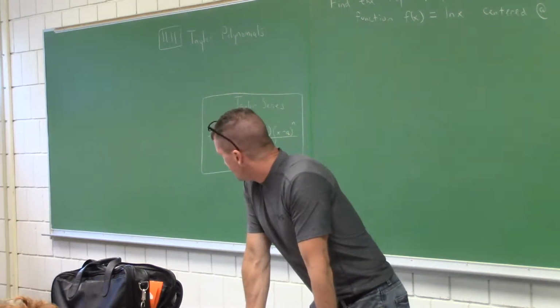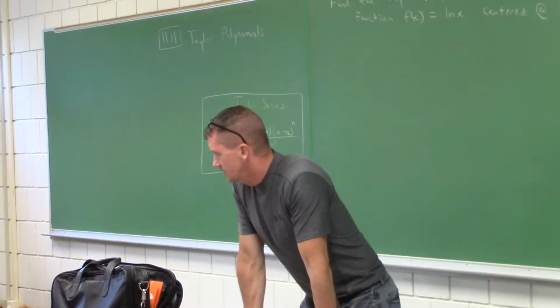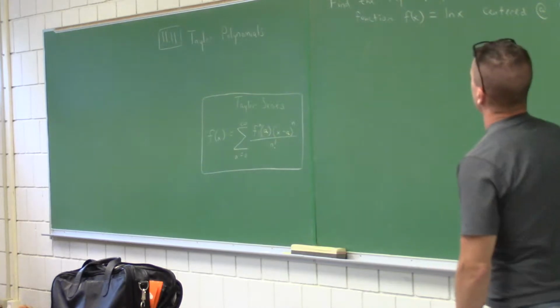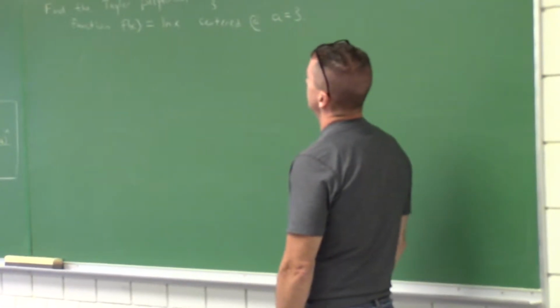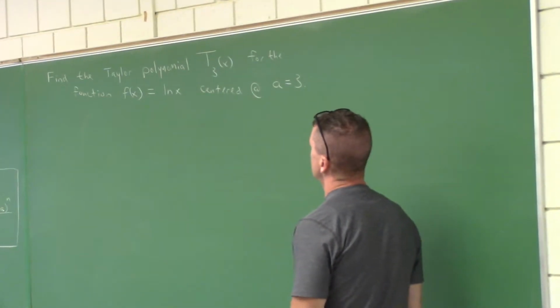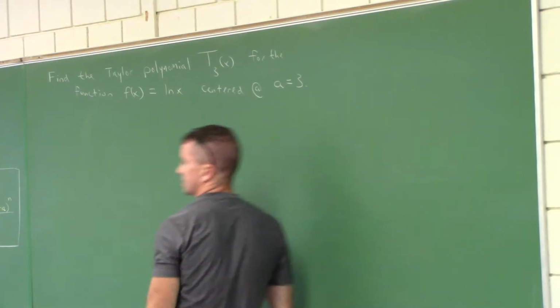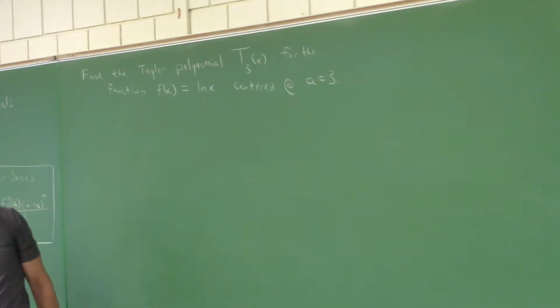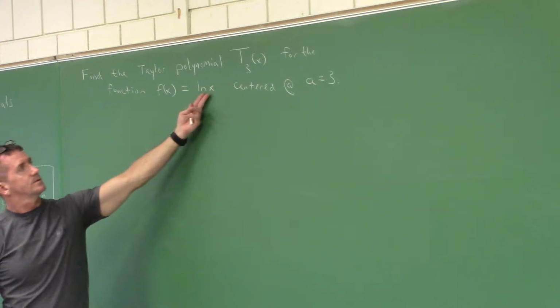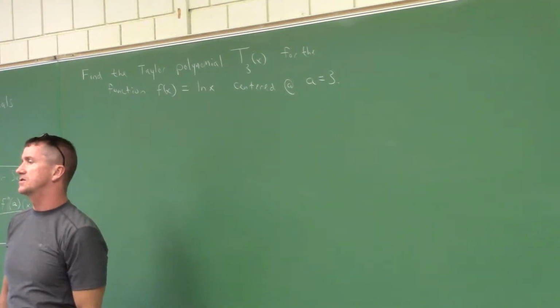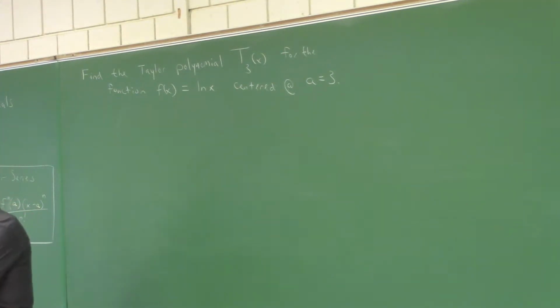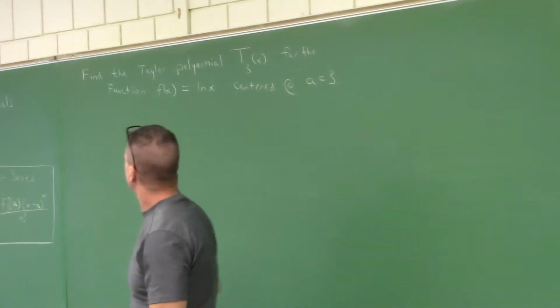So the first problem we'll start with asks us to find the Taylor polynomial. And you'll see that subscript is a 3, T sub 3 of x, for the function. And since we did trig functions last time and the exponential functions, I thought this time we'd do natural log. So I chose natural log of x, and it's centered at a equals 3.